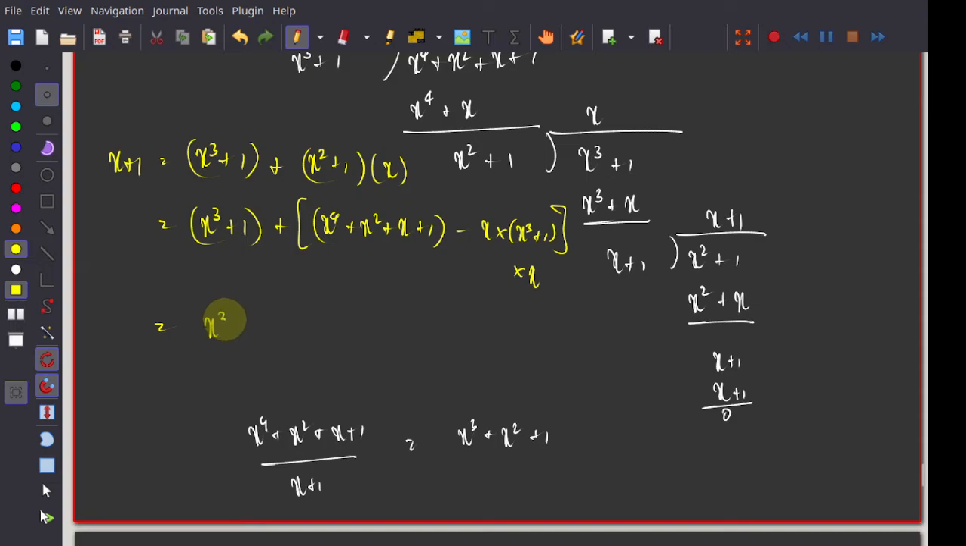So it is x cube plus 1 plus, so I have another x cube plus 1 term over here, and the coefficient is basically x into x, which is x square, so this is 1 plus x square plus x to the 4 plus x square plus x times x.